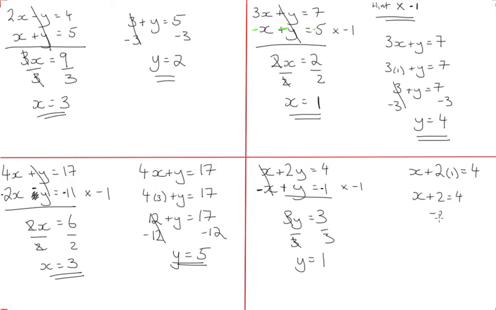Minus 2 from both sides. They cancel. X is equal to 4 minus 2, which is 2. I found out what x is, I found out what y is. So that was the homework that I gave you.